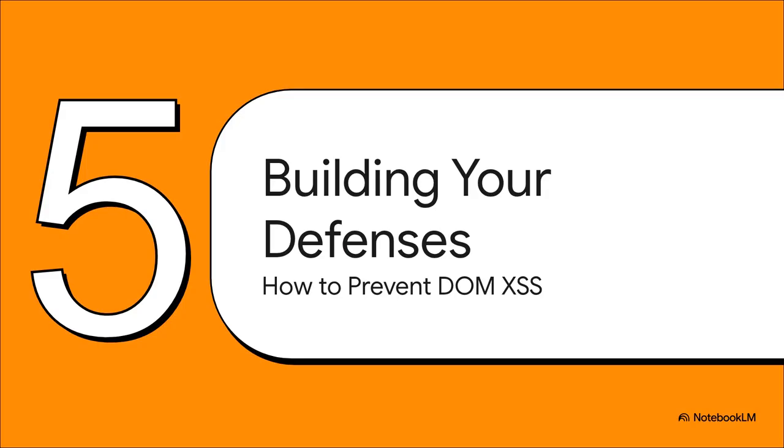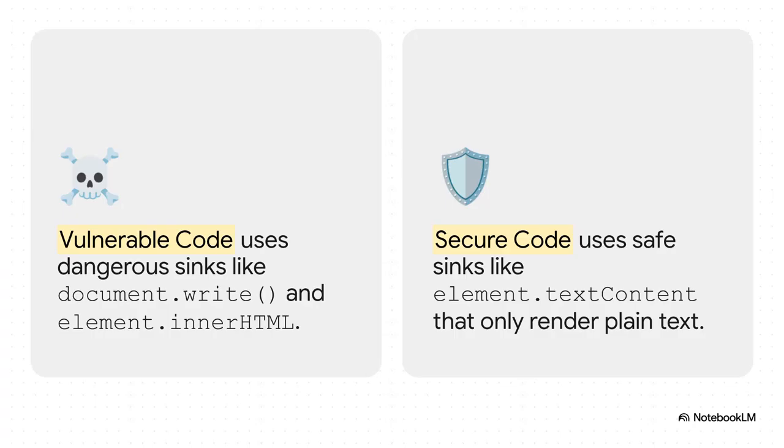Okay, enough of the scary stuff. Let's talk about the most important part. How do we actually stop this from happening? Honestly, the single best fix is often the simplest. It comes down to choosing the right tool. Using a dangerous sink like innerHTML tells the browser, hey, what's in here might be code, so go ahead and execute it. But if you use a safe sink like textContent, you're telling the browser, this is just text. No matter what, just display it as text. And just like that, the attack is completely defused.